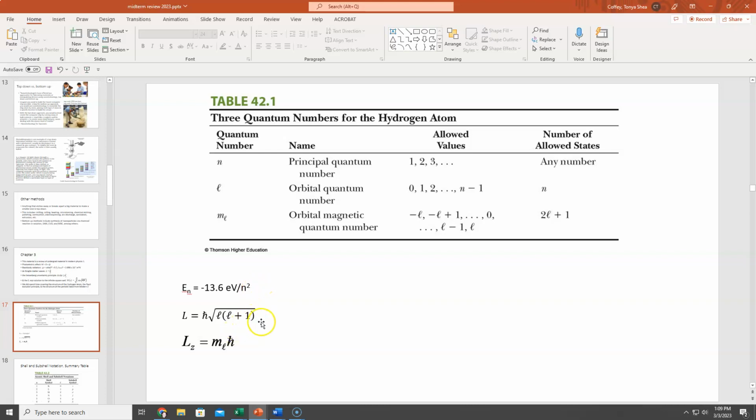L dictates the angular momentum of the particle in its orbit around the proton. The magnitude of that value is equal to h bar times the square root of L times L plus 1. L sub z, or the z component of the angular momentum, can be calculated from M sub L: M sub L times h bar gives you Lz. Remember that you can't know explicitly Lz, Lx, and Ly all at the same time because that would violate the Heisenberg uncertainty principle.